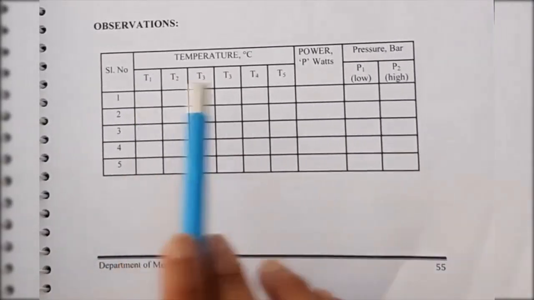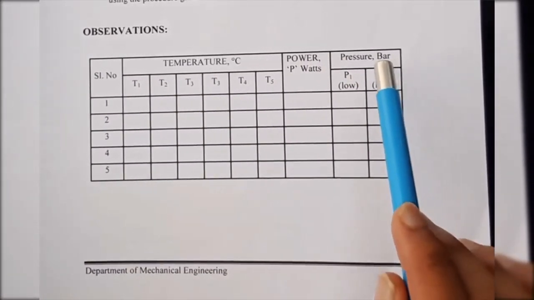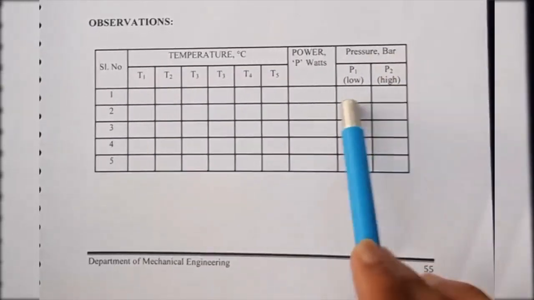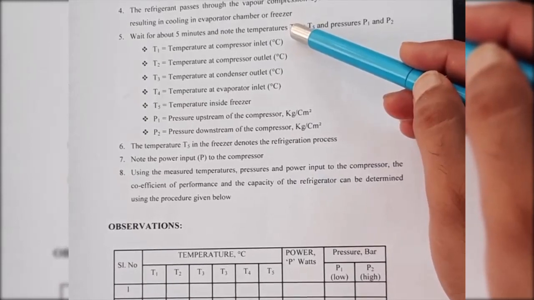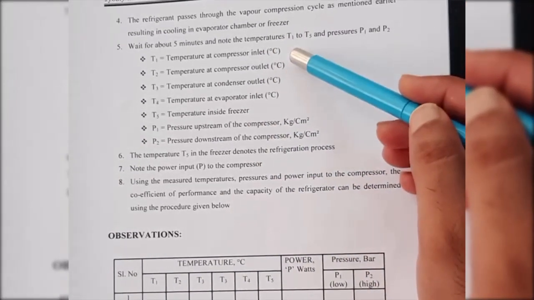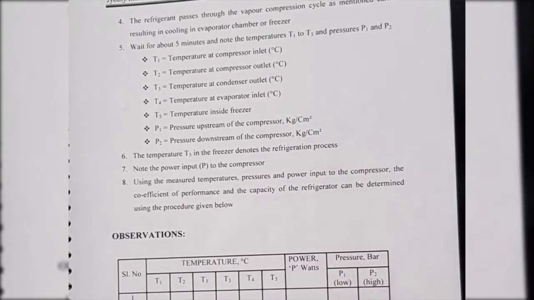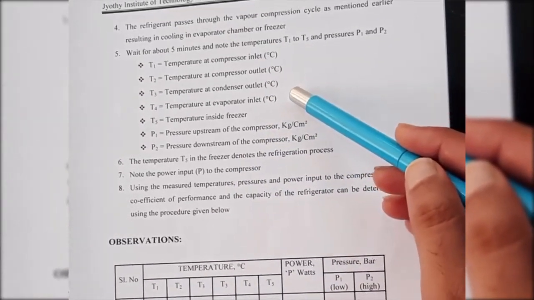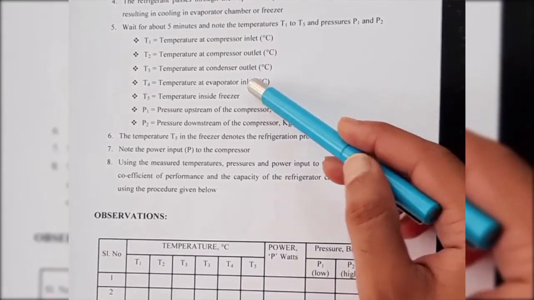In the observation table, we have the temperature, the power, and the pressure in bar. We have two different pressures, and the temperatures: T1 represents the temperature at the compressor inlet, T2 is the temperature at the compressor outlet, T3 is the temperature at the condenser outlet, T4 is the temperature at the evaporator inlet, and T5 is the temperature inside the freezer, that is, the evaporator.